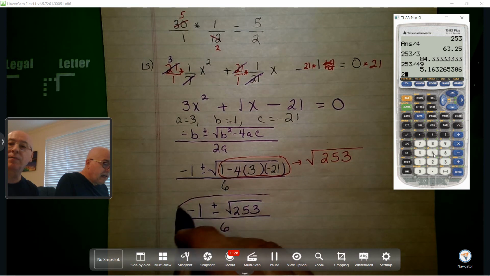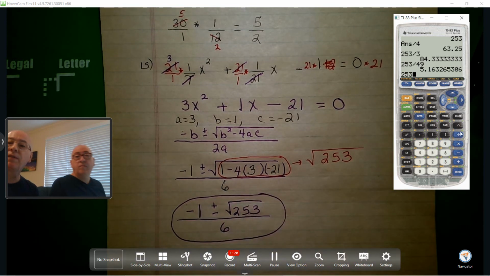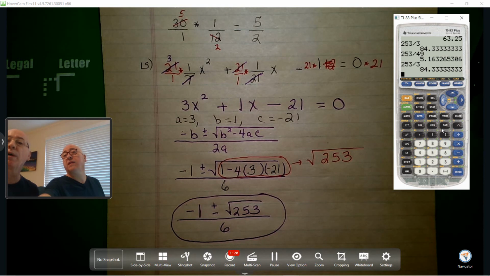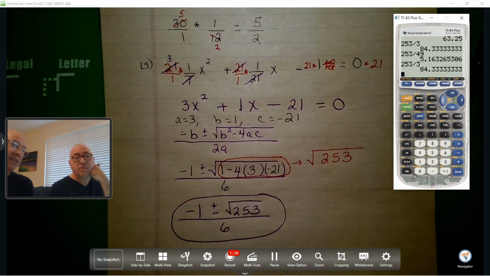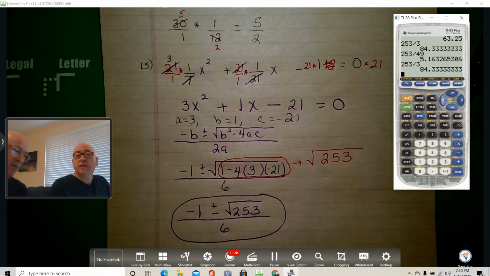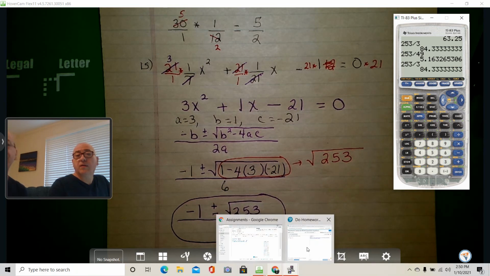Let me see something. 253 divided by 3. 3 isn't a perfect square. You see, it didn't even go in. It is an odd number, some strange odd number, and it doesn't even divide by 3 to give you a perfect square factor. It's probably not going to be reducible.